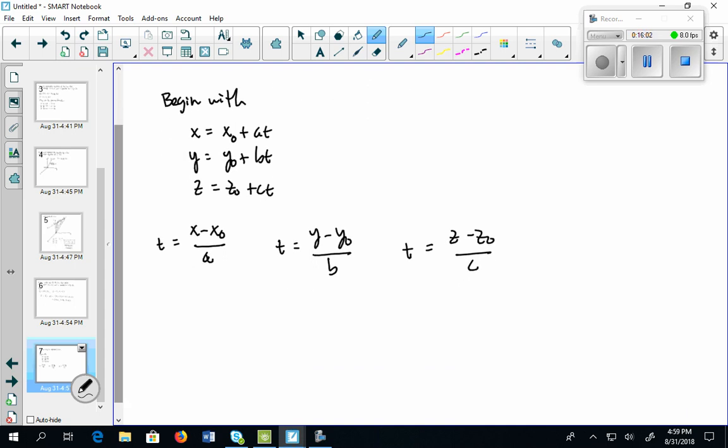Now, if we set these equal to each other, they are what we call the symmetric equations of the lines.